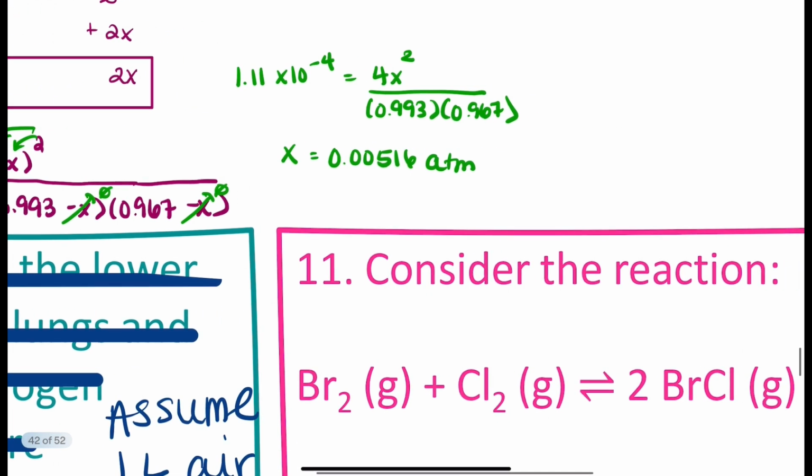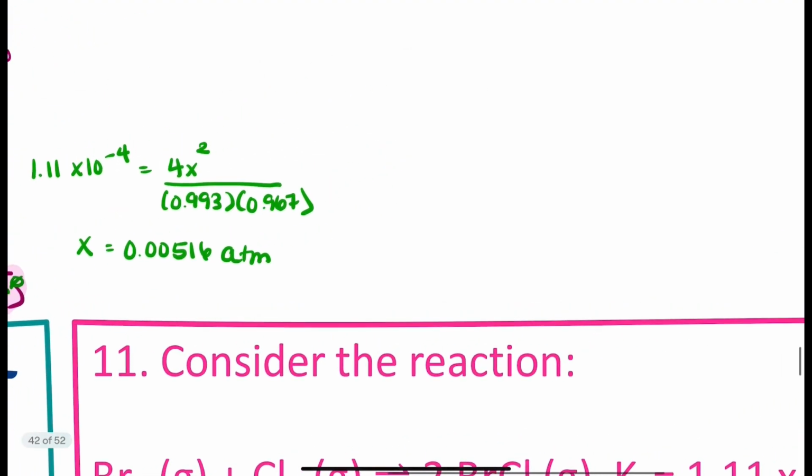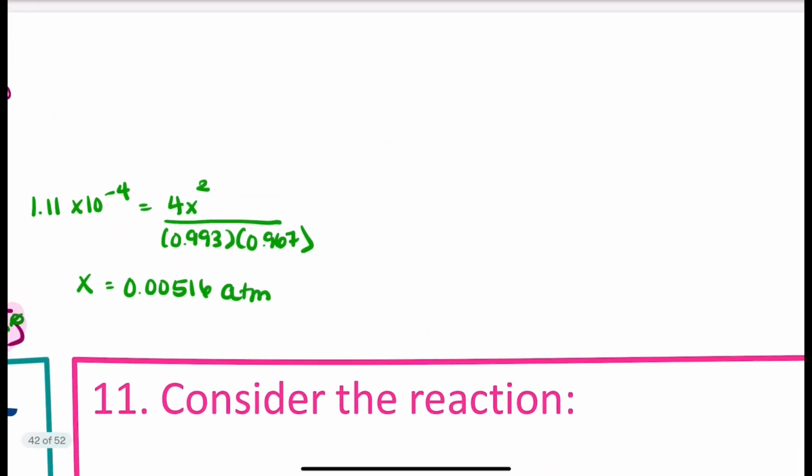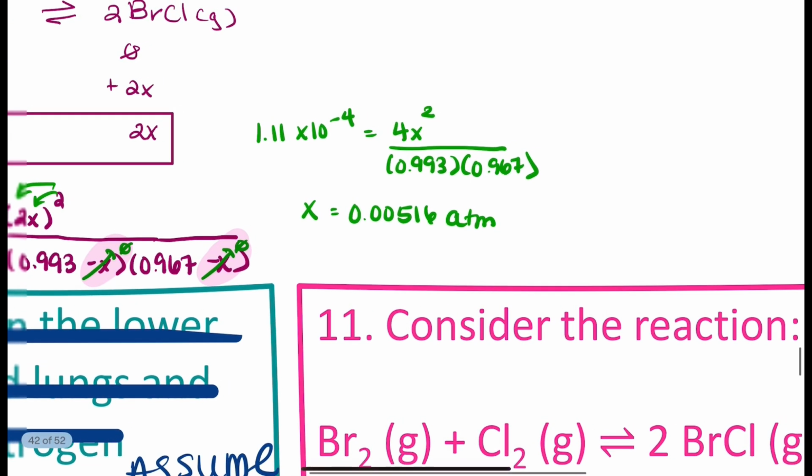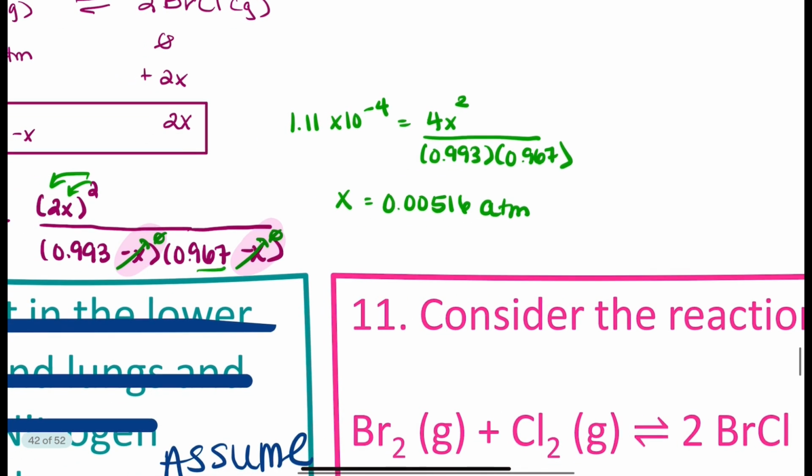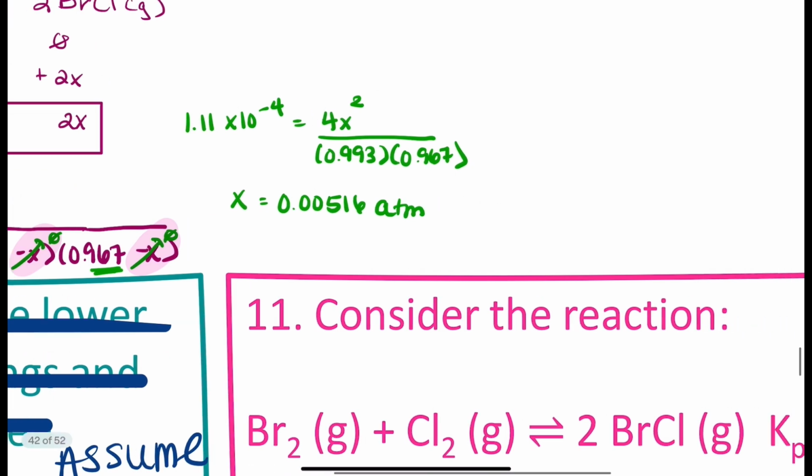Let's check the assumption, because what I mean by that is I'm going to check to make sure that what I did here is valid. To do that, I take that percent that I've ignored, that x value, and in this case, it was just an x. It wasn't multiplied by anything. And I'm going to compare it to the smaller of the two numbers, because again, if it's valid for the smaller number, it'll be valid for the bigger number as well.